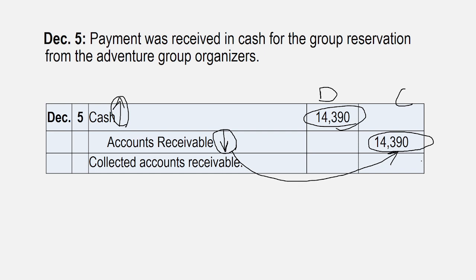In summary, on December 5, Alpine Adventure Lodge recorded the receipt of a $14,390 cash payment from the adventure group organizer. This journal entry ensured that both the increase in cash and the corresponding decrease in accounts receivable are accurately reflected in the lodge's financial records. Accurate record keeping is essential for maintaining a clear financial picture and managing the lodge's cash flow.